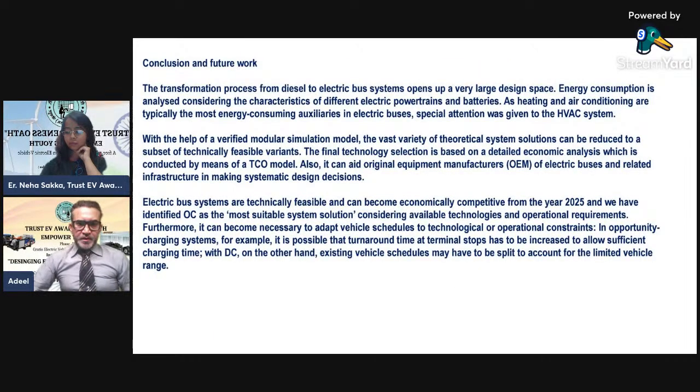Now we come to the next slide, which is the end of our presentation and the lecture. Conclusion and future work. The transformation process from diesel to electric bus system opens a very large design space. Energy consumption is analyzed considering the characteristics of different electric powertrain batteries, as heating and air conditioning are typically the most energy consuming auxiliaries in electric buses. Special attention was given to the HVAC system.